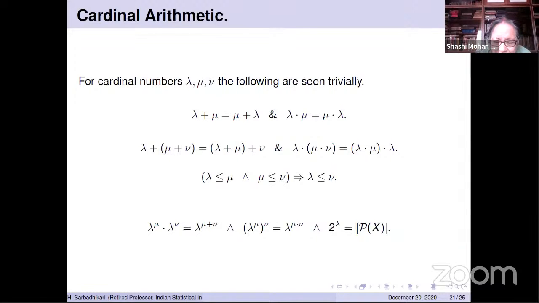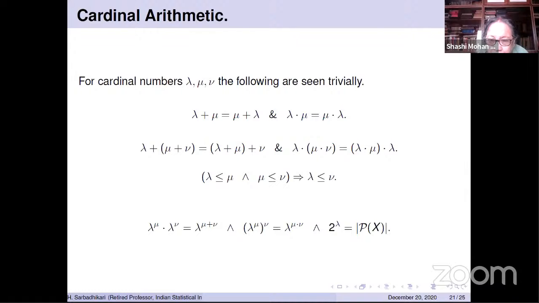If you combine two injections, I had said it anyway, so I won't say it again unless somebody wants it. And this power, we had done that: x to the power y times x to the power z was x to the power y union z if y and z are disjoint. That gives you lambda to the power mu times lambda to the power nu is lambda to the power mu plus nu. Then this one, x to the power y to the power z, that's the second one. And of course, the power set of x is 2 to the power x. That also we had done.